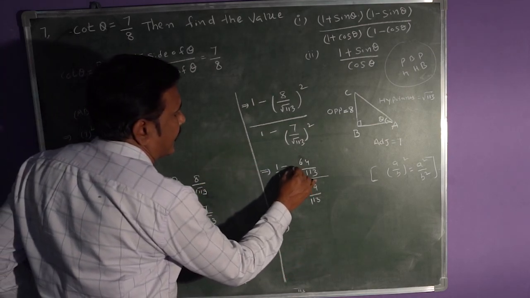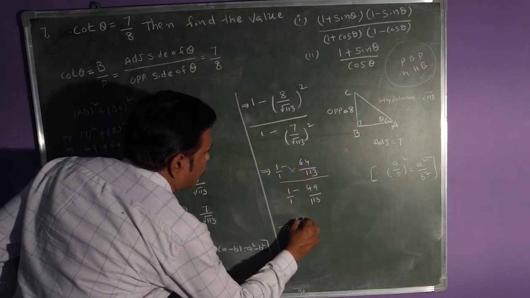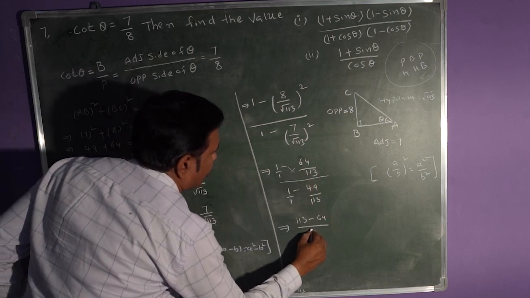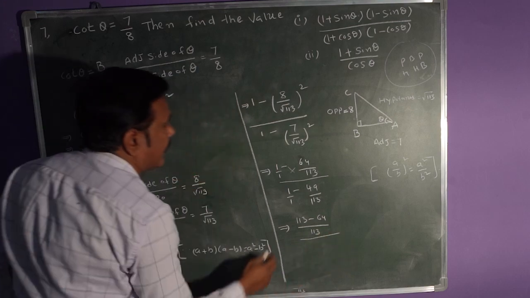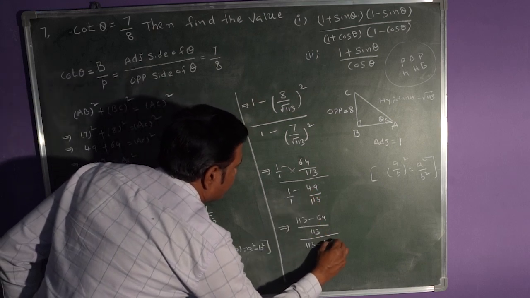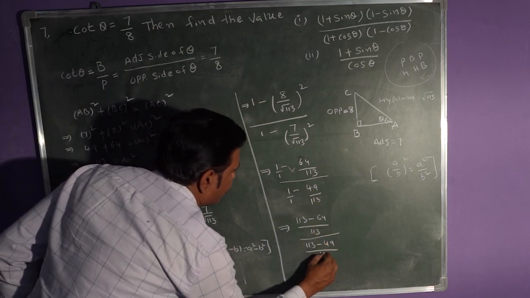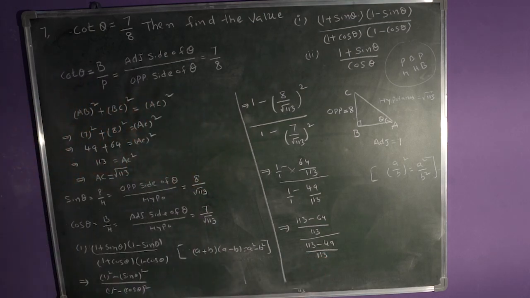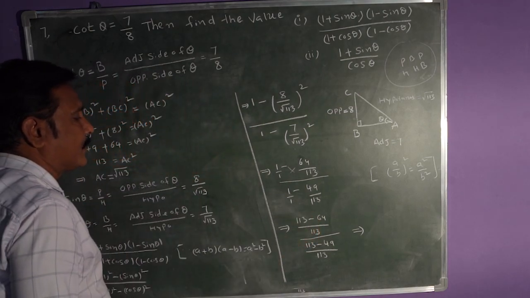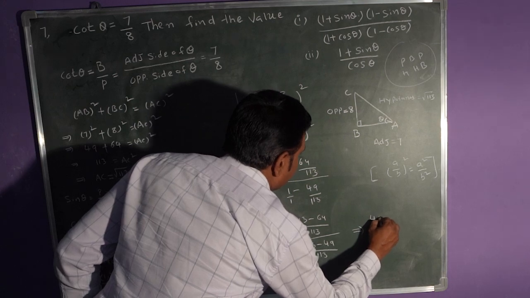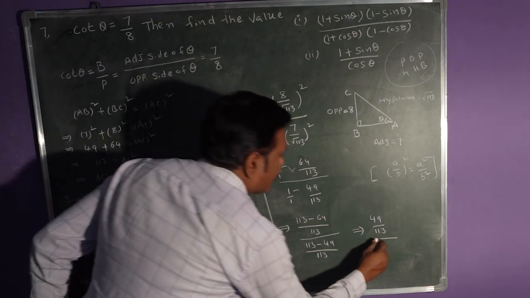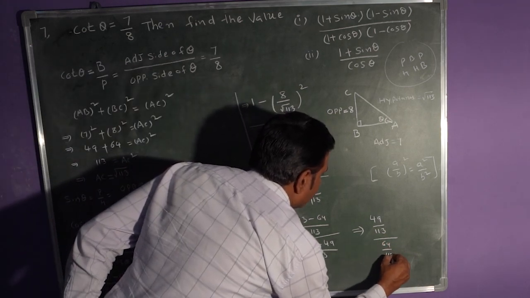Cross multiplication: 113 into 1, 113 minus 1 into 64, 64 by 113 into 113, divided by 113 into 113 minus 1 into 49 by 1 into 113. Okay, is it clear? Then this implies 113 minus 64 is equal to 49 by 113, divided by 113 minus 49 is equal to 64 by 113.